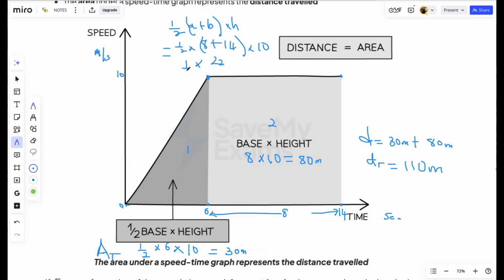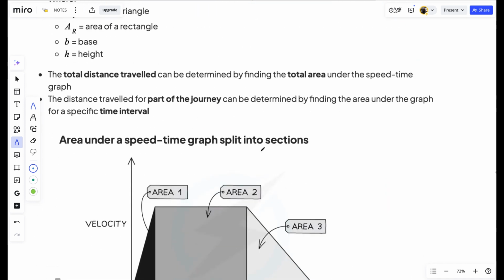22 times half, you get 11 times 10, you get 110. So you see, times 10, we get 110. So we get the same answer for the distance, 110 meters. Okay? However, like we always encourage the students, because there are some cases where you will make mistakes, always break them and do them individually. Let's move on.